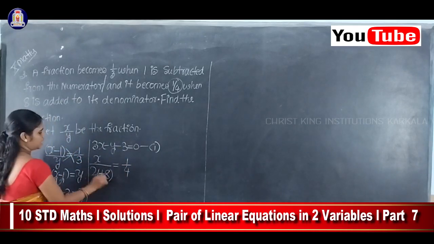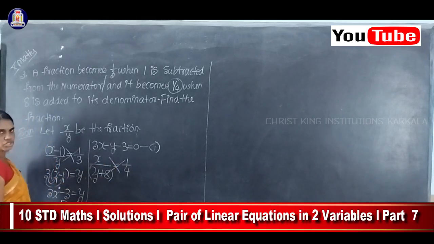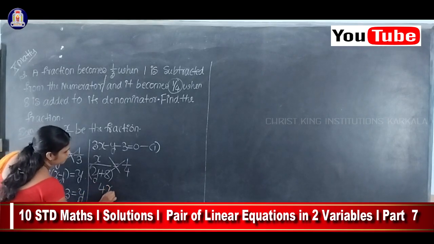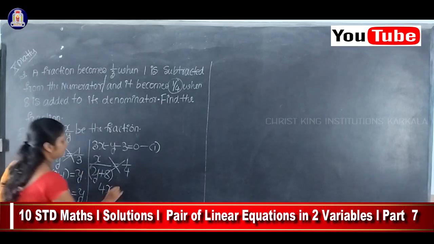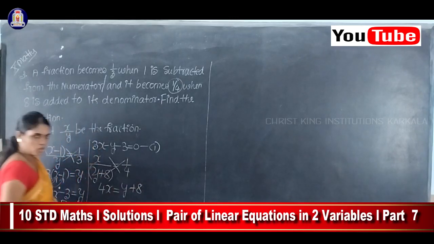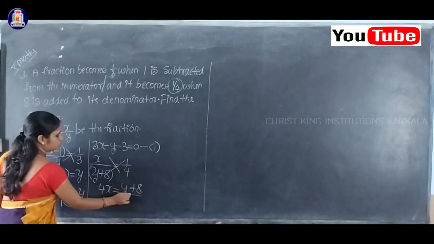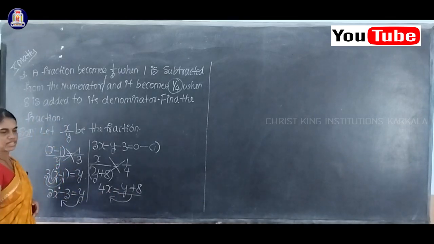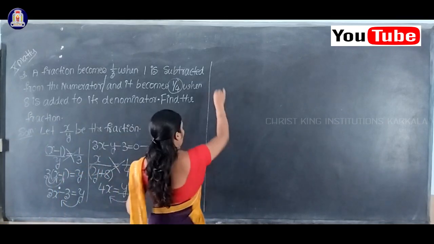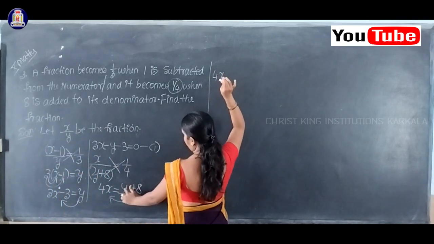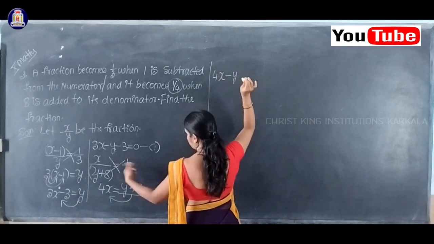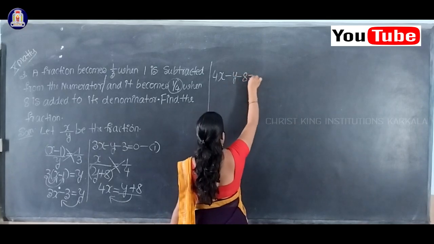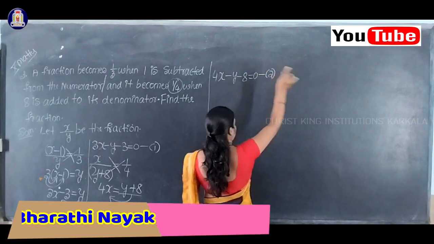Again I'll do the cross multiplication. 4 into x equals 4x, equal to 1 into y plus 8, which is y plus 8 only. Now shift these two terms to the left hand side. 4x, while y comes to the left hand side it becomes minus y, and 8 becomes minus 8, equal to 0. This is your equation number 2.